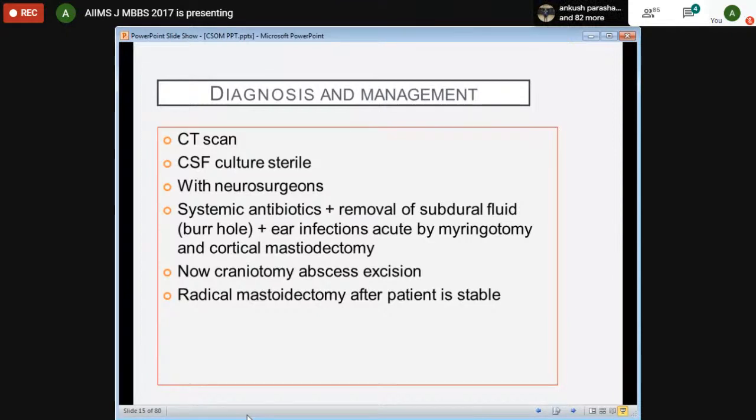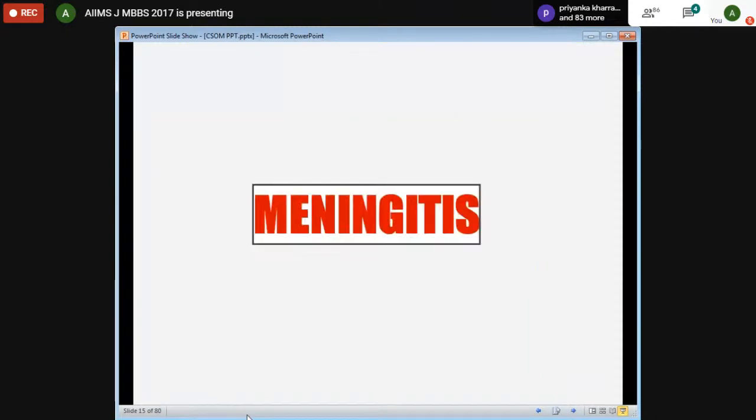And when the neurosurgeon says that yes, we have done our work, then the patient should be handed over to the ENT surgeon and mastoidectomy should be done. It means antibiotics should be started and the burr hole done by the neurosurgeon first, and then by the ENT surgeon, mastoidectomy should be performed. Any doubt? You may put up the questions.